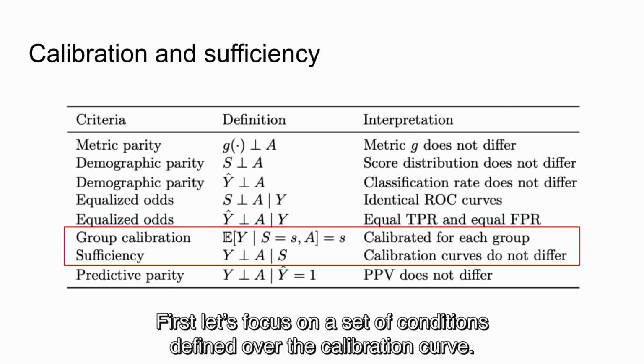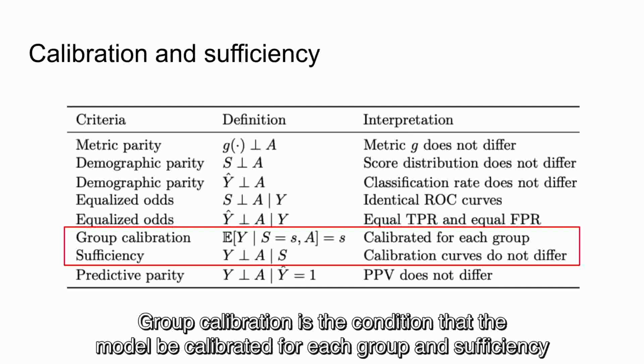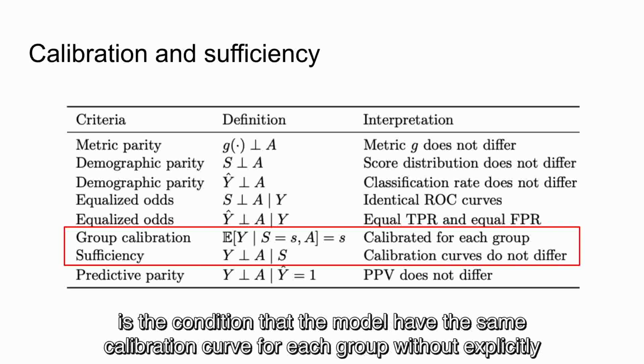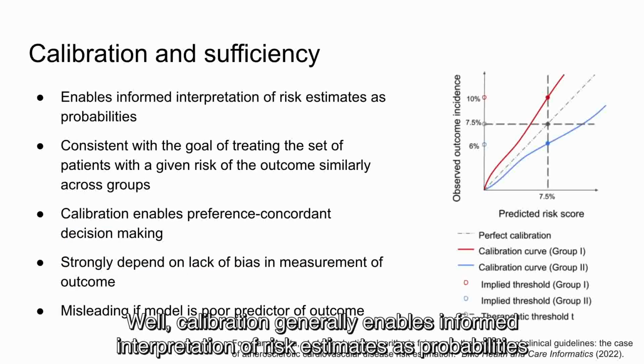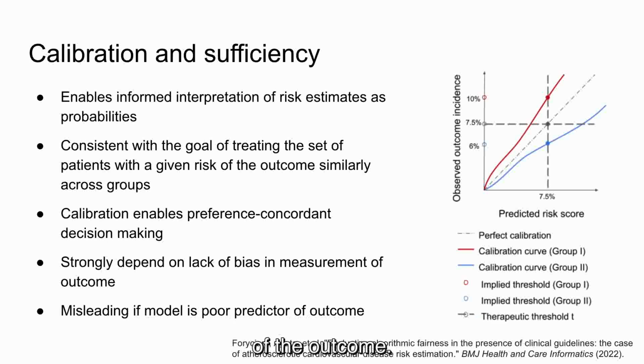First, let's focus on a set of conditions defined over the calibration curve. Group calibration is the condition that the model be calibrated for each group, and sufficiency is the condition that the model have the same calibration curve for each group without explicitly requiring calibration of the model. So why is it useful to assess calibration? Well, calibration generally enables informed interpretation of risk estimates as probabilities of the outcome.